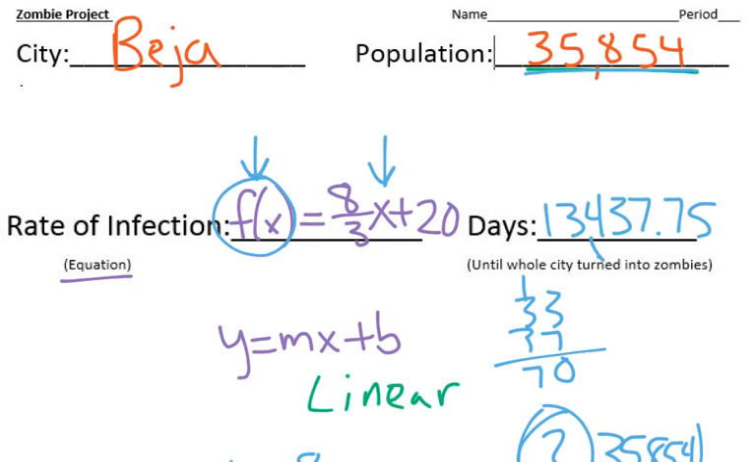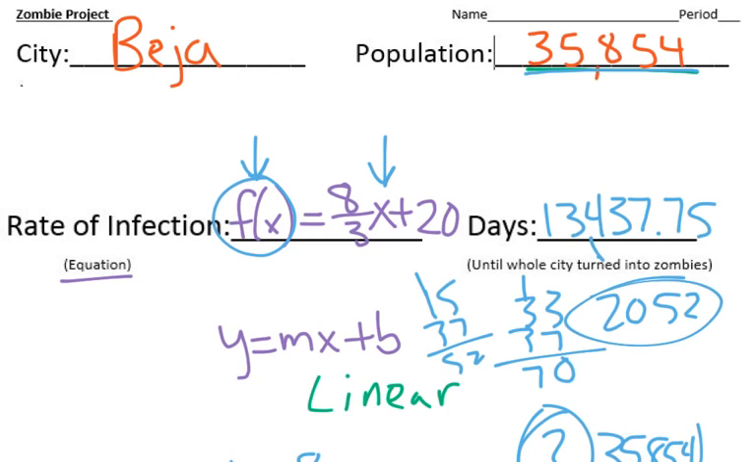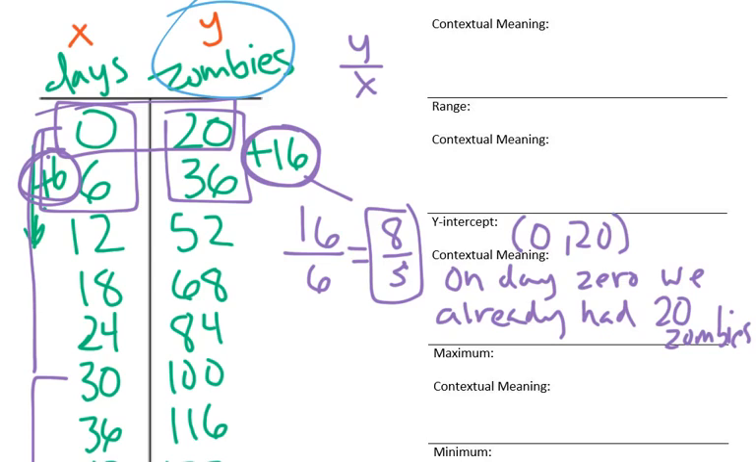So that would be 2015. So 15 and 37 would give us 52. So it would be 2052 when that would happen, when that whole city. Okay? Alright. So we've got that information.